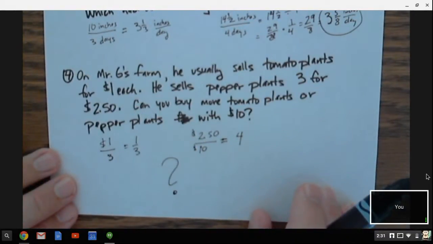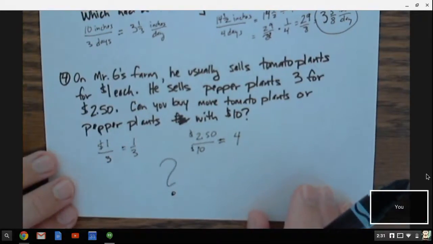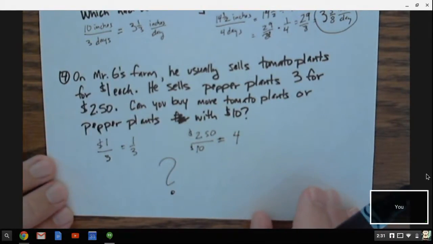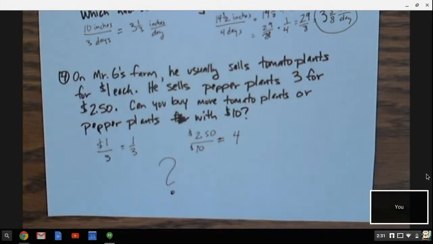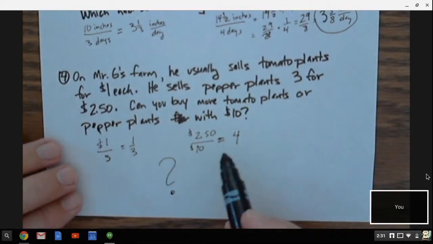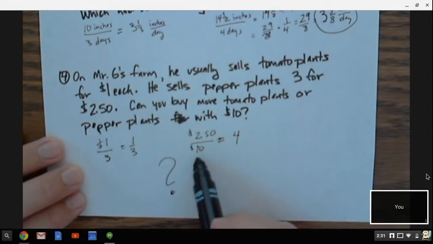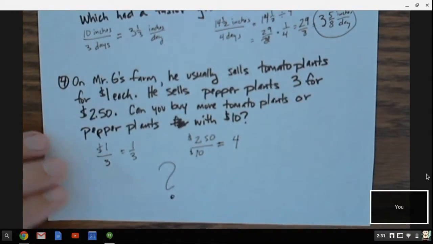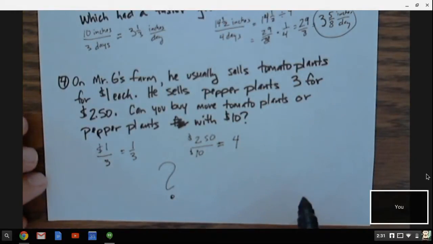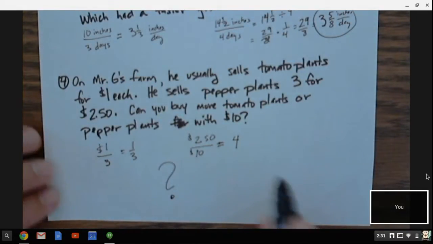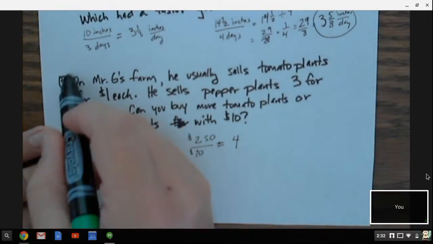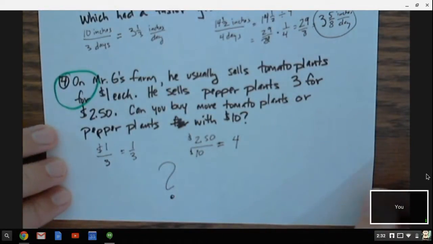Now this last one. On Mr. G's farm, he usually sells tomato plants for $1 each. He sells pepper plants, 3 for $2.50. Can you buy more tomato plants or pepper plants with $10? And this student said $1 divided by 3 is 1/3. $2.50 divided by $10 is 4. And then he's like, oh, I'm doing something wrong. Didn't really know how to work this problem out, and just put a big question mark. Same thing as putting IDK. So we're just going to circle this whole problem because we really didn't know how to go through this.